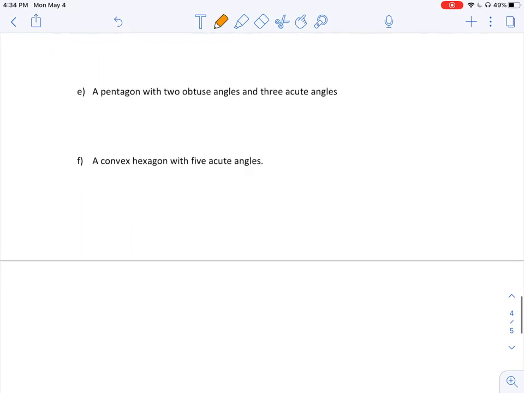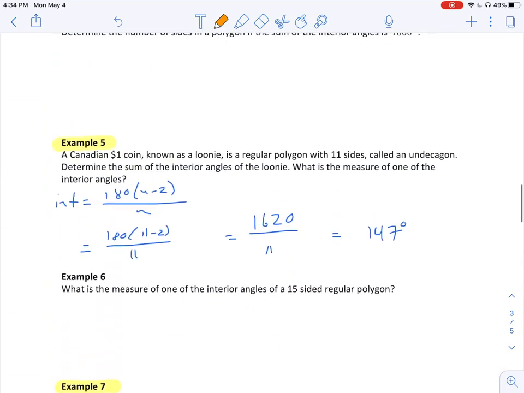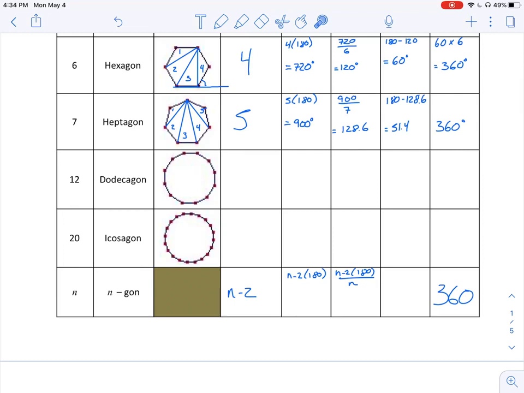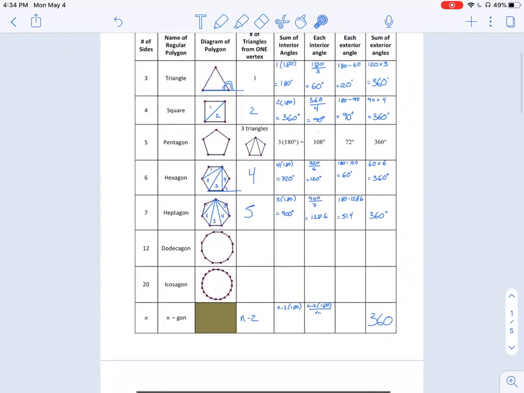And I'm not going to go ahead and draw these shapes. But basically what we're really trying to take away from this lesson, I'm just going to scroll back to the top to that chart, is right here. This is the proof of why we use n minus 2, n minus 2 times 180, and then n minus 2 times 180 divided by n. If we zoom out, we can see that we can determine the sum of the interior angles by using this. And these are the examples that we use to prove that.